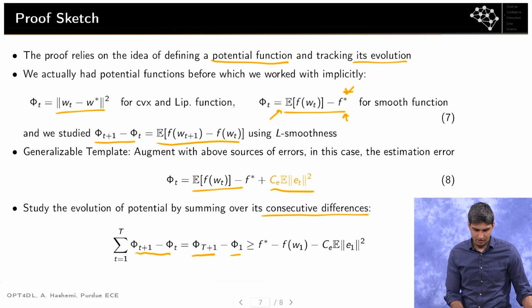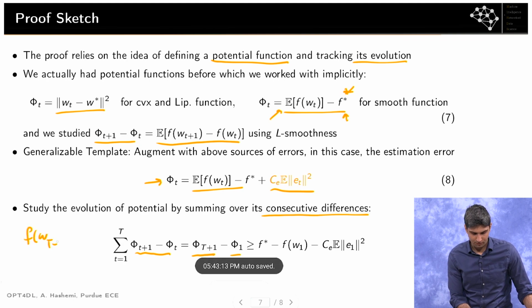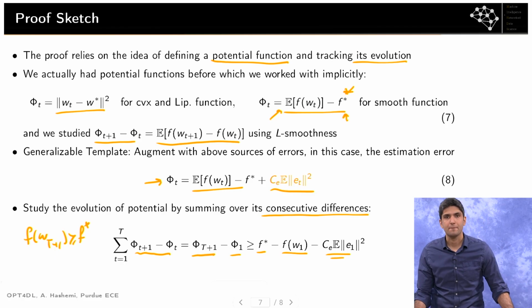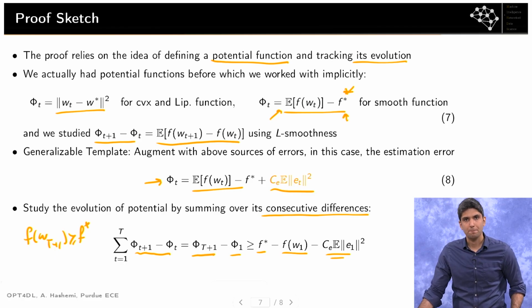Okay. So if we look at the form of our potential function, and use the fact that the function value at w_{t+1} is larger than the optimal function value, we can lower bound this difference. So we can establish the following lower bound: the optimal loss value minus the initial loss value, minus the initial, let's say, gradient estimation error. Okay. So that's basically the first step.